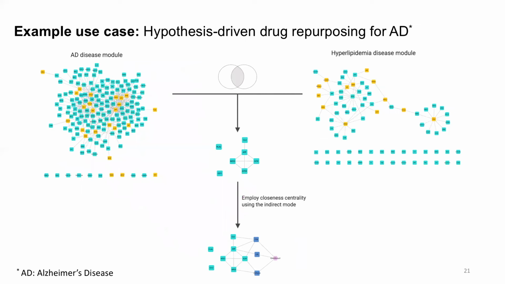Now an example of hypothesis-driven repurposing. We know that lipid and cholesterol metabolism has been linked with progression of Alzheimer's disease. We now want to investigate the shared mechanism between Alzheimer's and hyperlipidemia, and whether drugs which are originally indicated for the treatment of hyperlipidemia appear in our results for repurposing for Alzheimer's. We start by obtaining genes associated with each disease and identifying their corresponding disease modules. We found 7 genes in common between the 2 identified disease modules.